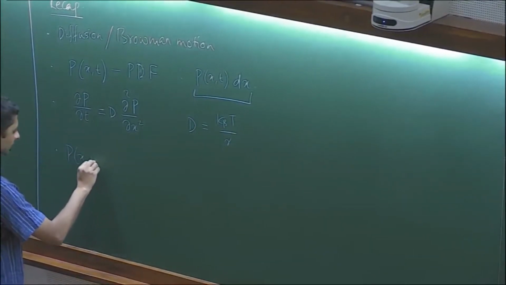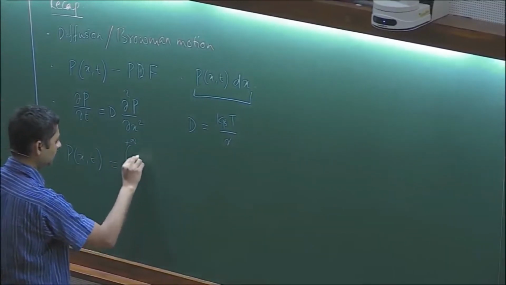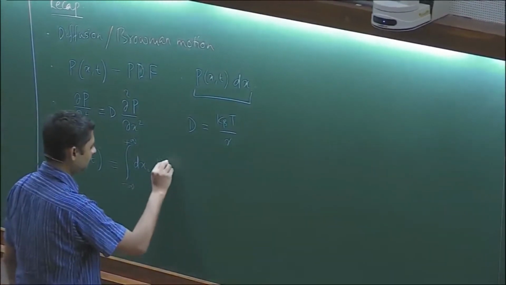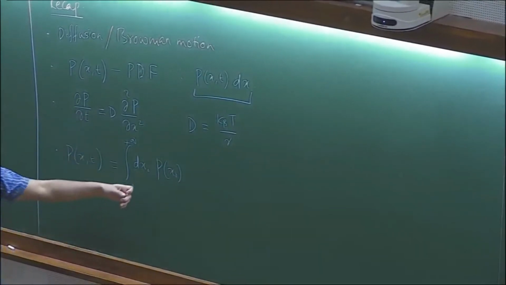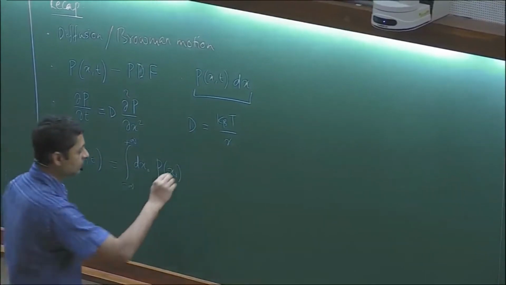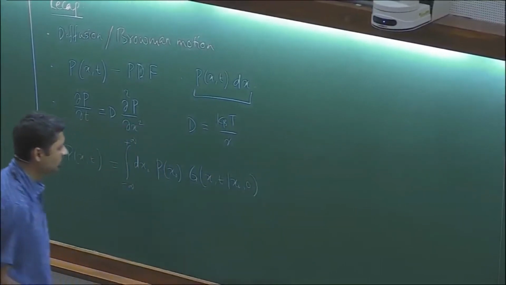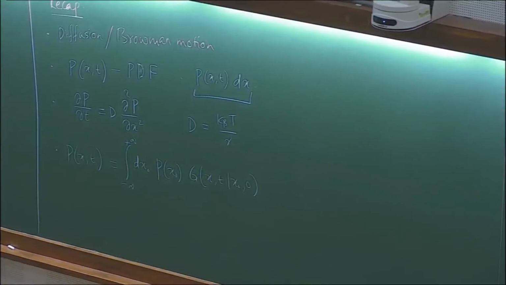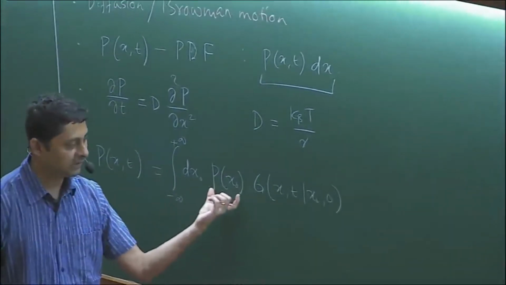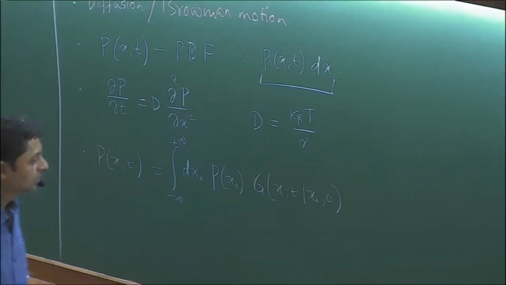So the solution is given by the integral from minus infinity to plus infinity over all initial positions, P of x0, that's the initial probability distribution for finding the particle, times G of x, t, x0, 0. So this we call the propagator, right? So this is the propagator. It means that, suppose this initial condition is a delta function, then this is the probability of finding the particle at x at time t.